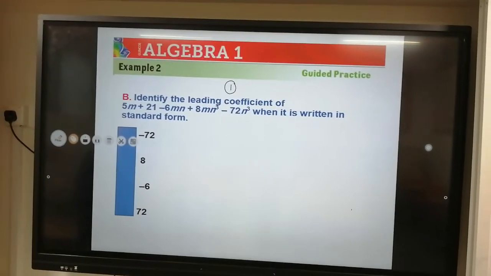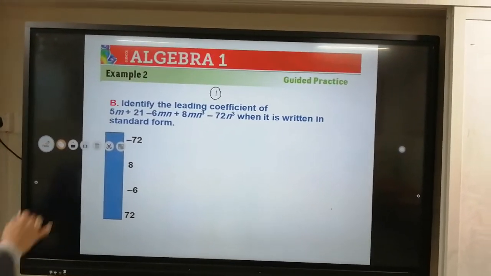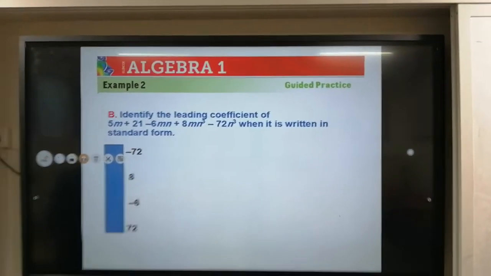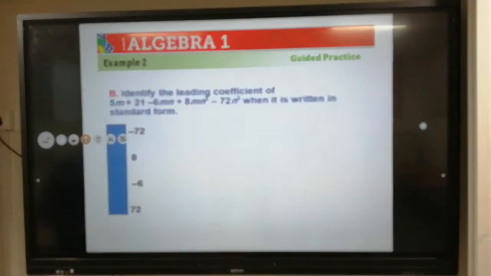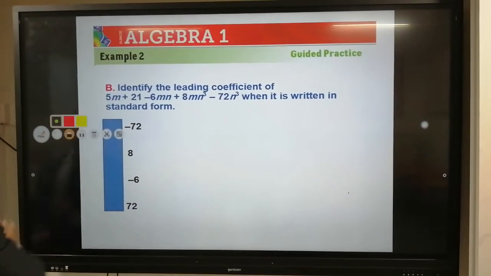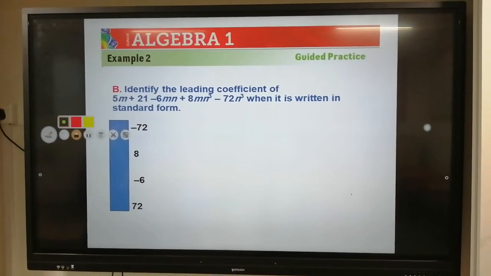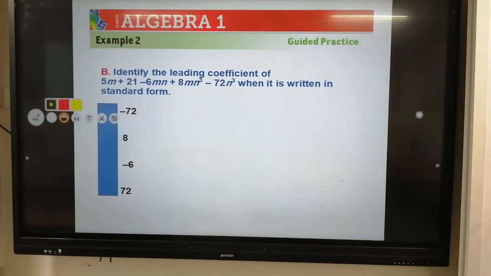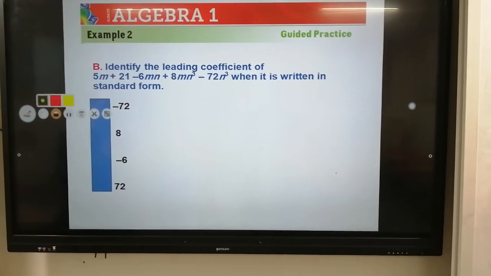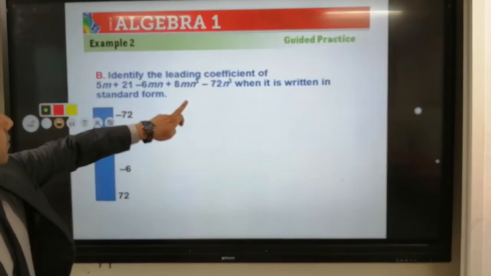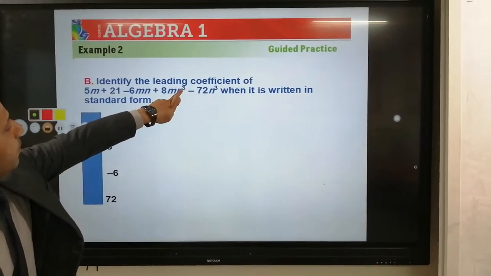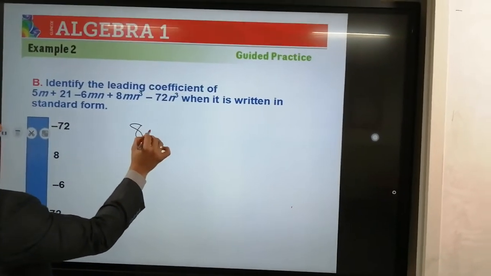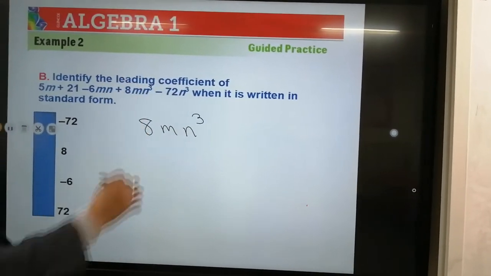Identify the leading coefficient here. I ask you about the leading coefficient. Okay, Abdullah, the leading coefficient is what? You must order first. What is the greatest? So we have here n power 1 and n power 3, so we have n power 4. Excellent. So I write here 8 m n power 3.